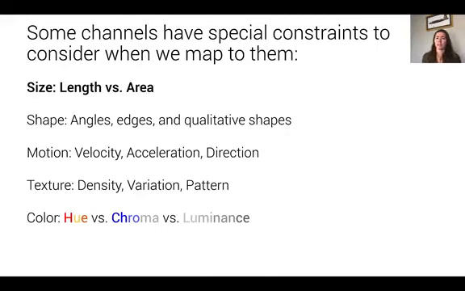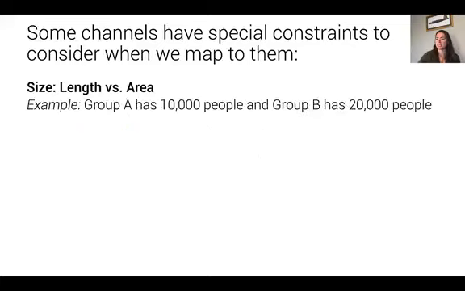However, you'll also see visualizations like bubble charts that map data to the area of a mark. So to illustrate what this looks like, let's talk about a quick example. I have two groups of people, Group A and Group B. Group A has about 10,000 people, and Group B has 20,000 people.